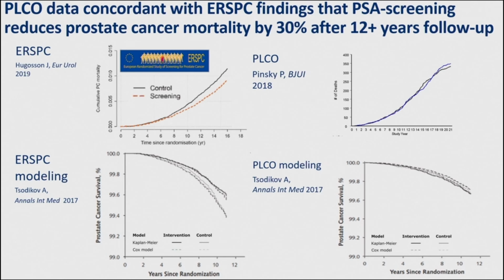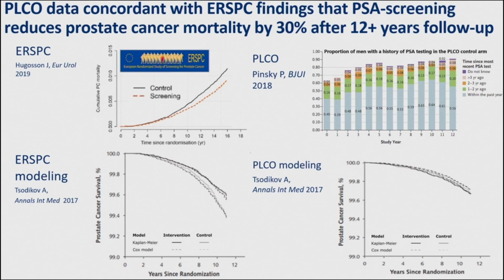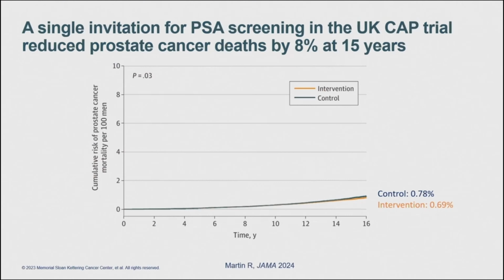As you know, many men had a PSA test in both arms, but if you account for that, you can show that screening reduces mortality in both these trials. And this was the contamination in the control group. And even in the UK trial that was only one-time single PSA, you could also reduce prostate cancer mortality. Not as much, but still a strong signal there that screening basically works.